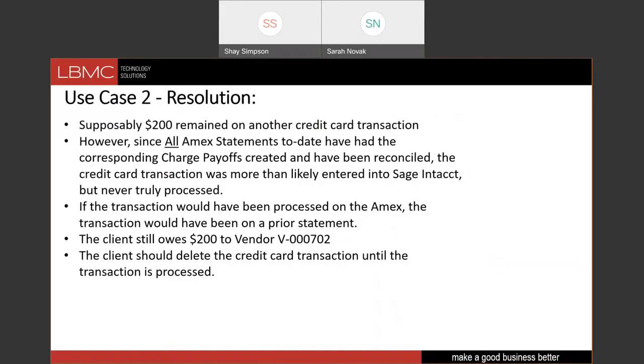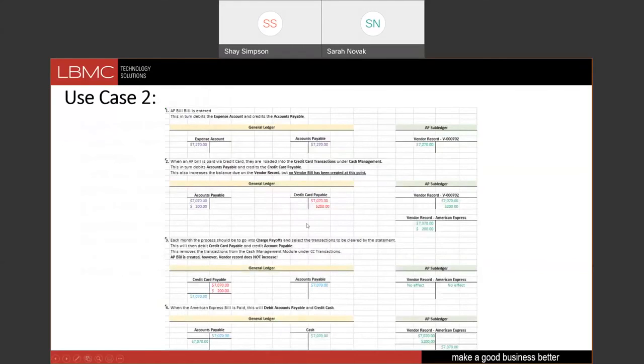Then what we should be seeing is that when we get our June statement, I should see a credit card transaction on 6/10 for $200. Again, I'll be able to go through my charge card payoff, and I'll be able to reconcile my American Express. And it's not going to show anything owed to American Express or sitting in that credit card liability.